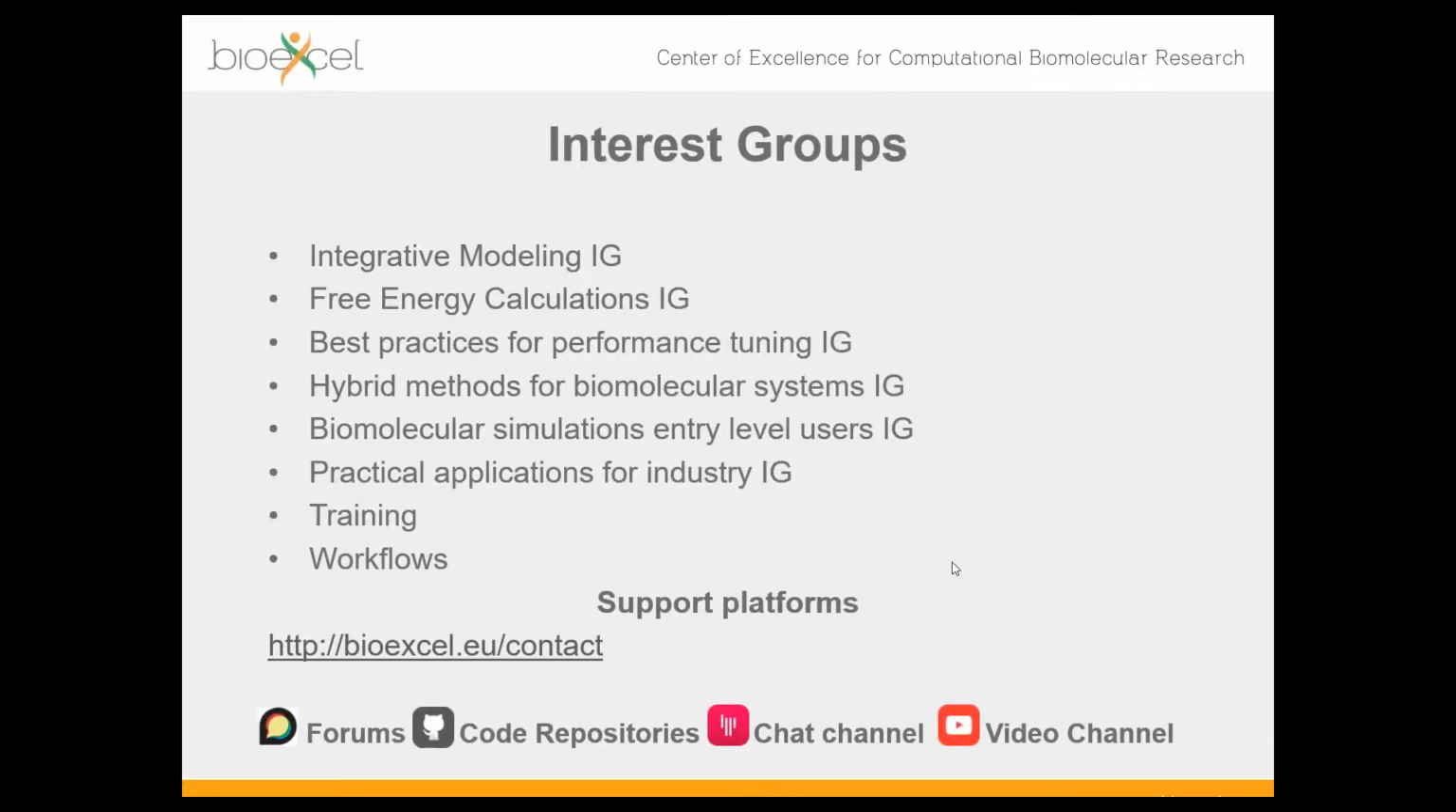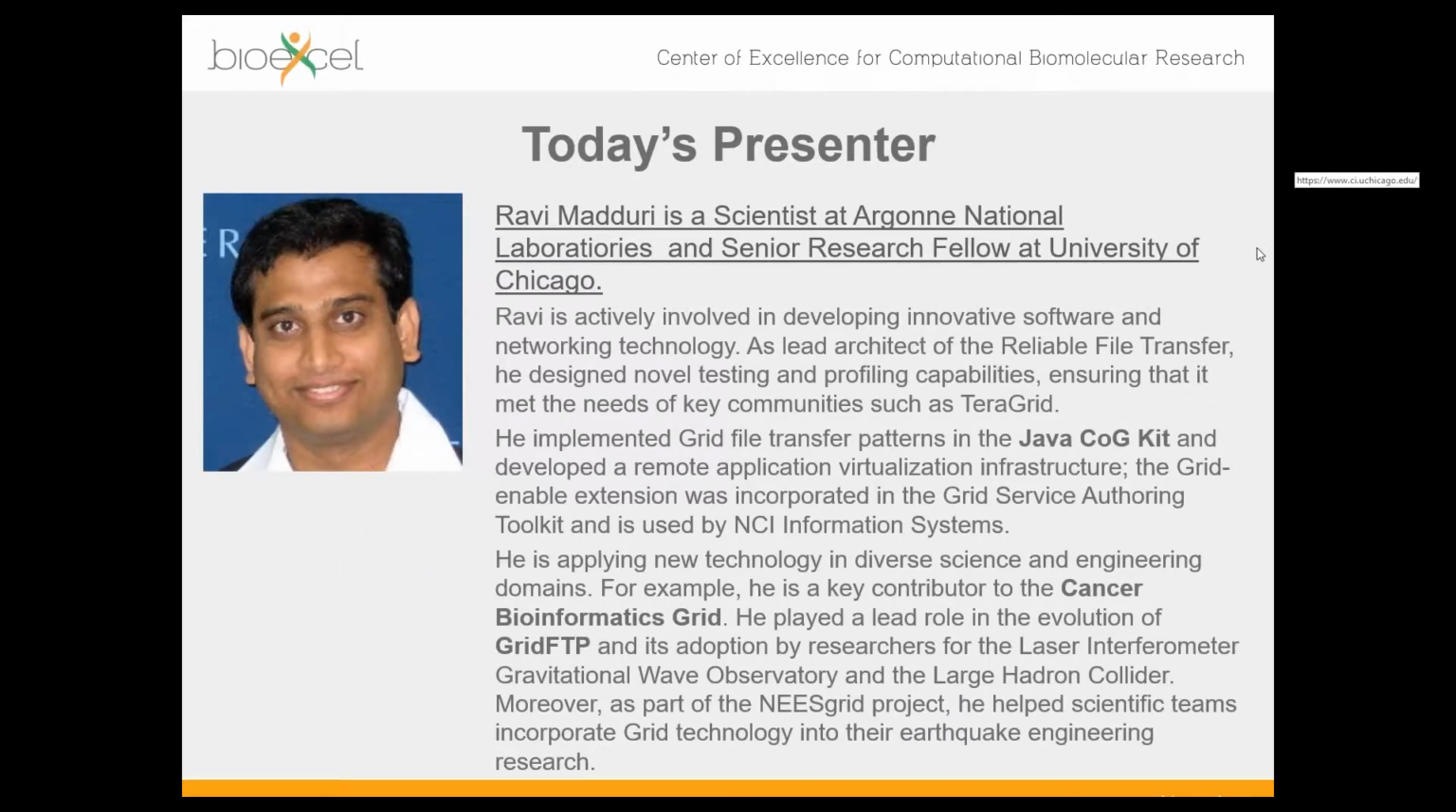So today's presenter is Ravi Madduri, whom I've known for many years, probably 10 years now. He's working at Argonne National Laboratory and the University of Chicago. He's been working with workflows and reproducible science, particularly using large-scale computation. And today he's going to talk to us about Globus Genomics and how they are using large-scale cloud infrastructures to perform genomics analysis. So I think I'll give the floor to Ravi now.